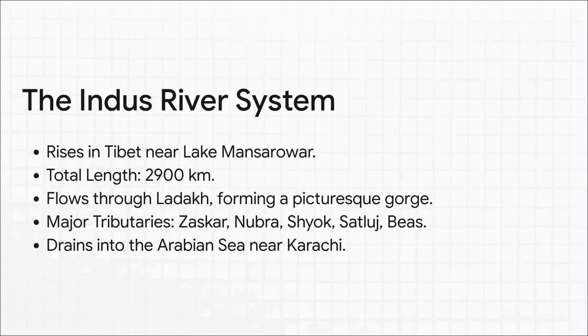First up, the Indus. This river starts an absolutely epic journey high up in Tibet, near the sacred lake Mansarovar. It flows west, cutting this incredible deep gorge as it enters India in Ladakh. It picks up water from a bunch of tributaries, then keeps going through Pakistan until it finally empties into the Arabian Sea. At almost 3,000 kilometers long, it is truly one of the great rivers of the world.